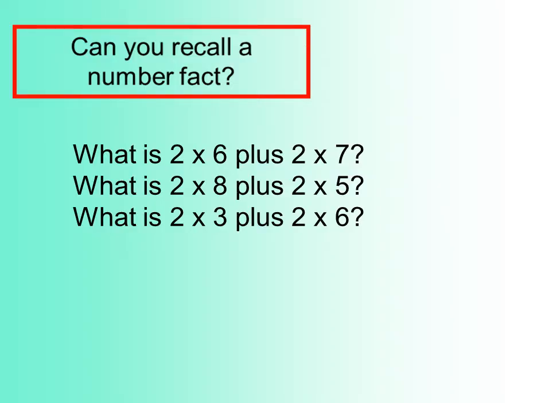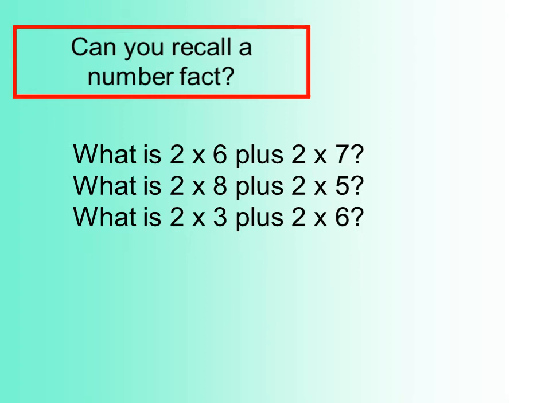Right, let's have a go at these 3 number sentences, please. So first of all, you need to calculate what is 2 times 6, and then 2 times 7, and you need to add your answers together. So 2 times 6 plus 2 times 7. Pause the video to work your answer out.